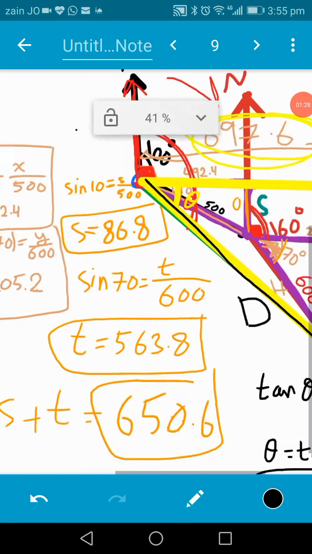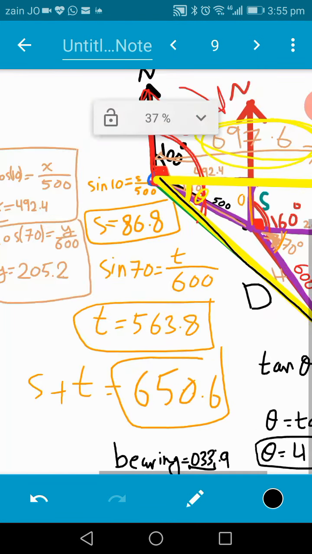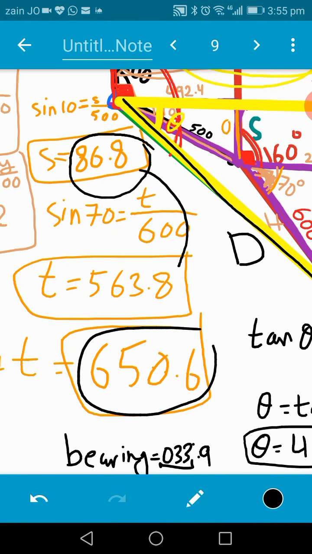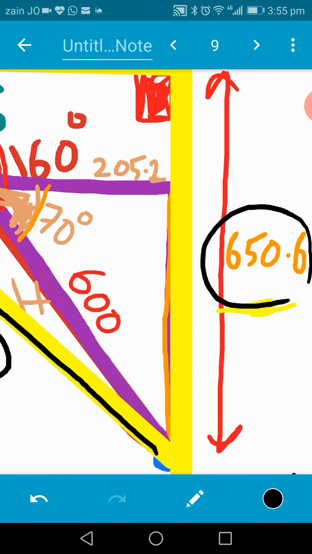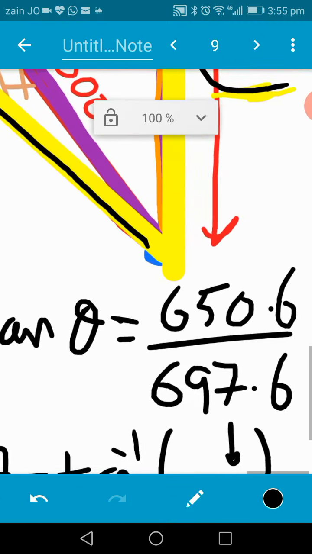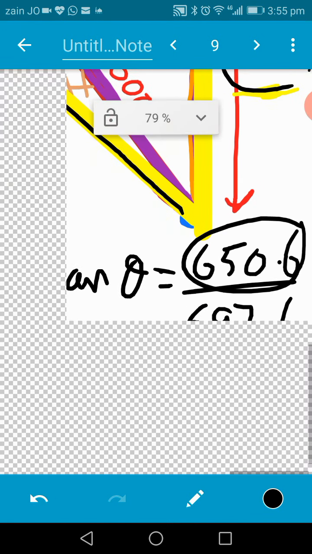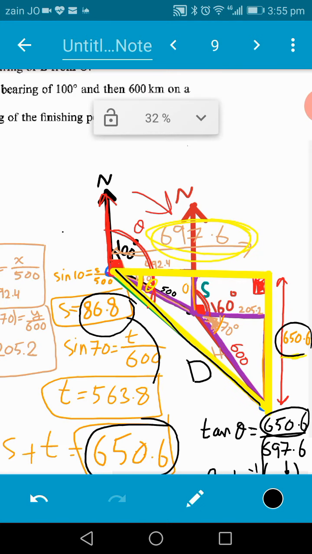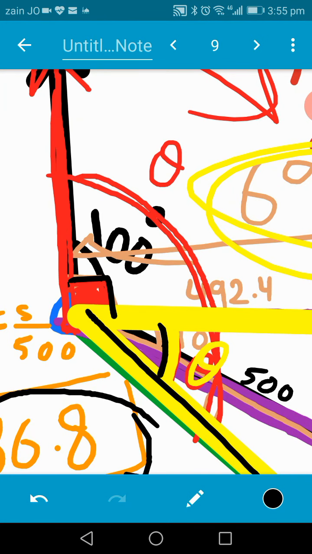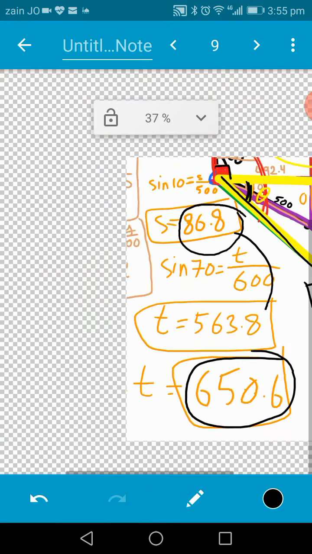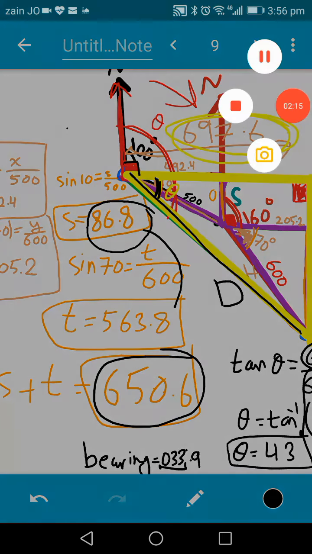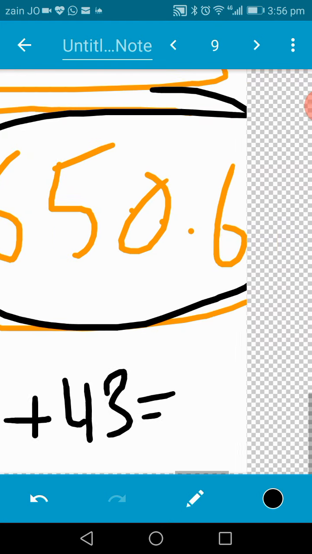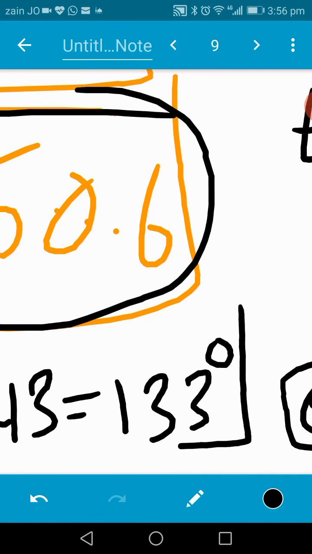So teacher, as I said, I corrected only the answers. I want to show you where I changed them. First, this was wrong, we corrected it to 86.6. After that we add S plus T, we get 650.6. I put the answer here, 650.6. After that we want to find the bearing. I changed this number to 650.6 over this. Theta is 43 degrees. Now the bearing, we forgot that to find the bearing you have to add 90 plus theta. So the bearing is 90 plus 43, you get 133 degrees. So this is the bearing.